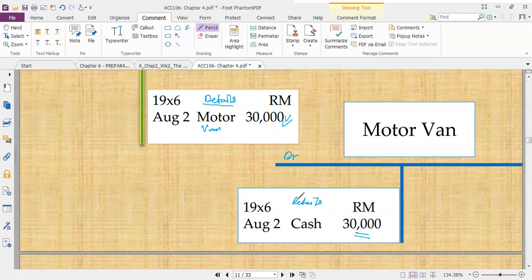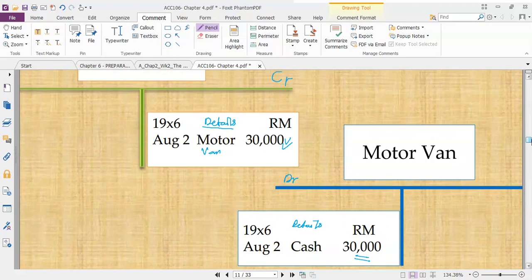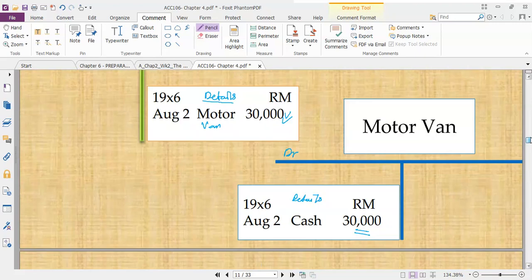You must understand what details should be put in the T account. The partners of the element itself, we put as the detail in the T account. Earlier we had which elements? Asset, with cash and motor van. So when we open the motor van account, the detail should be the cash amount.